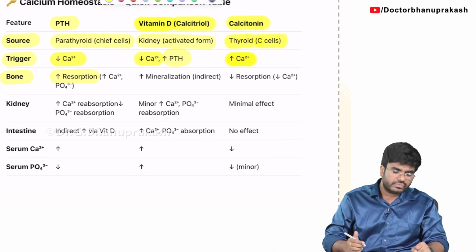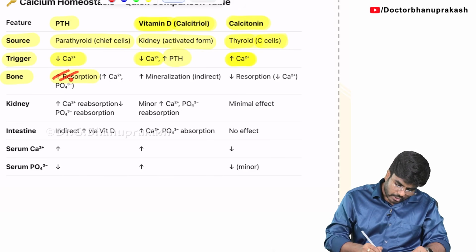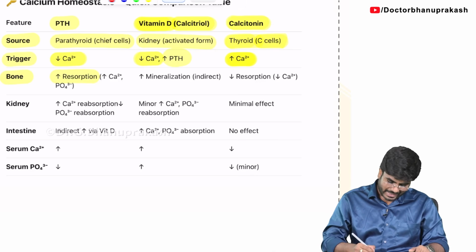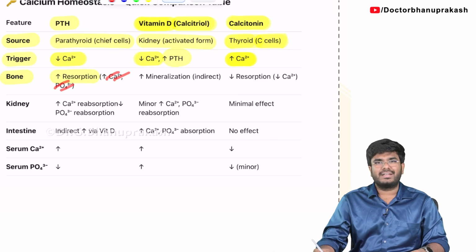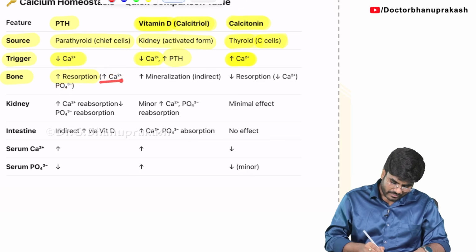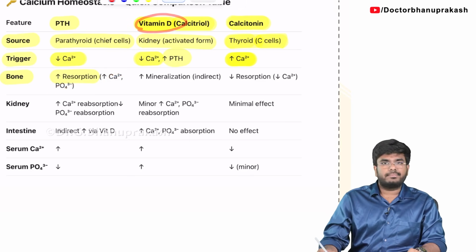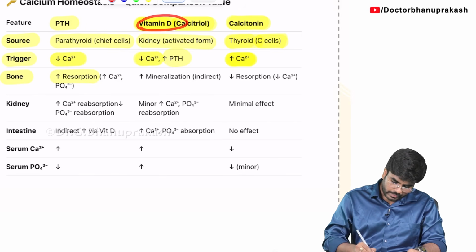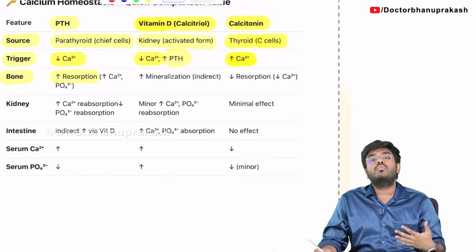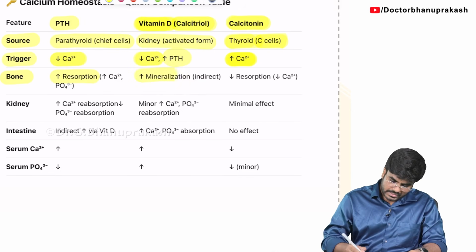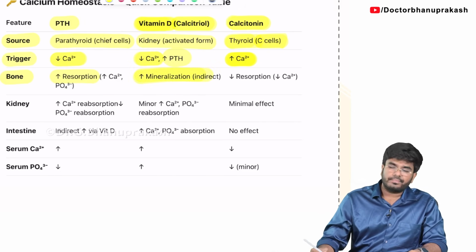Now what will this osteoclast do? The osteoclast will cause bone breakdown, bone resorption. So calcium and phosphate are released into the blood. Next, what is the action of vitamin D? What does vitamin D do to our bone? Vitamin D helps in bone formation, in bone mineralization.